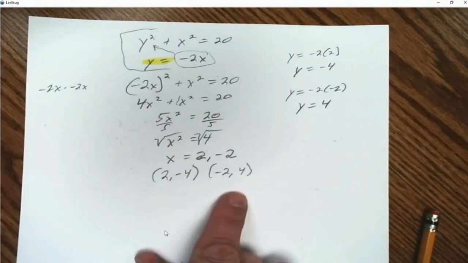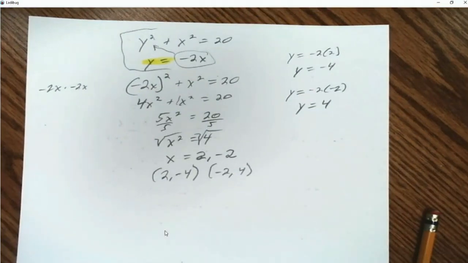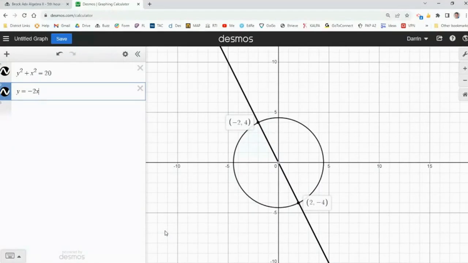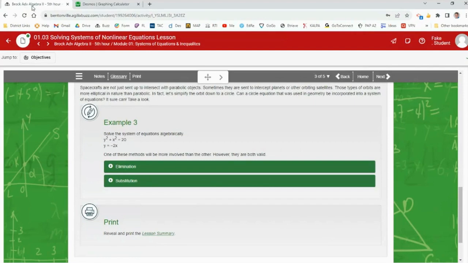So that is the two solutions that we found algebraically, and now we proved it graphically. All right, you guys can take off if you're ready.